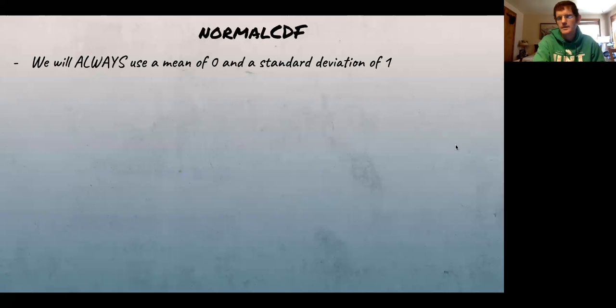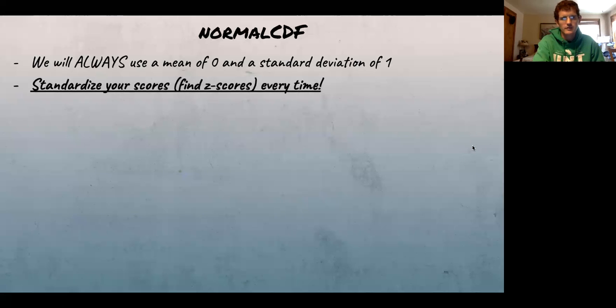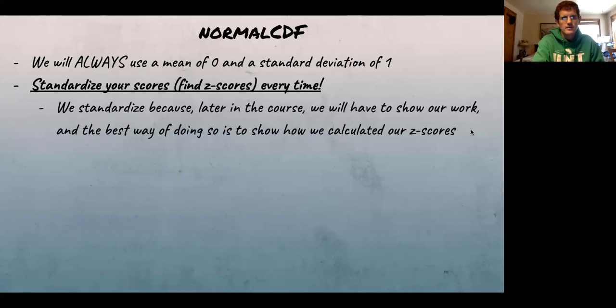It can be done. And in the real world, if you're doing stuff like this, you might change those numbers, but not in this class. We're going to standardize our scores every time. When we standardize our scores and turn them into z-scores, that means we're always working with a distribution with a mean of 0 and a standard deviation of 1. The reason we do this is later in the course, we're going to have to show our work. The best way of doing this is to show the calculated z-scores. If we don't have that to show, we really don't have anything to show. All we could say is, I plugged it into my calculator and got an answer, which isn't good enough. So showing your z-scores is a good way of doing this.